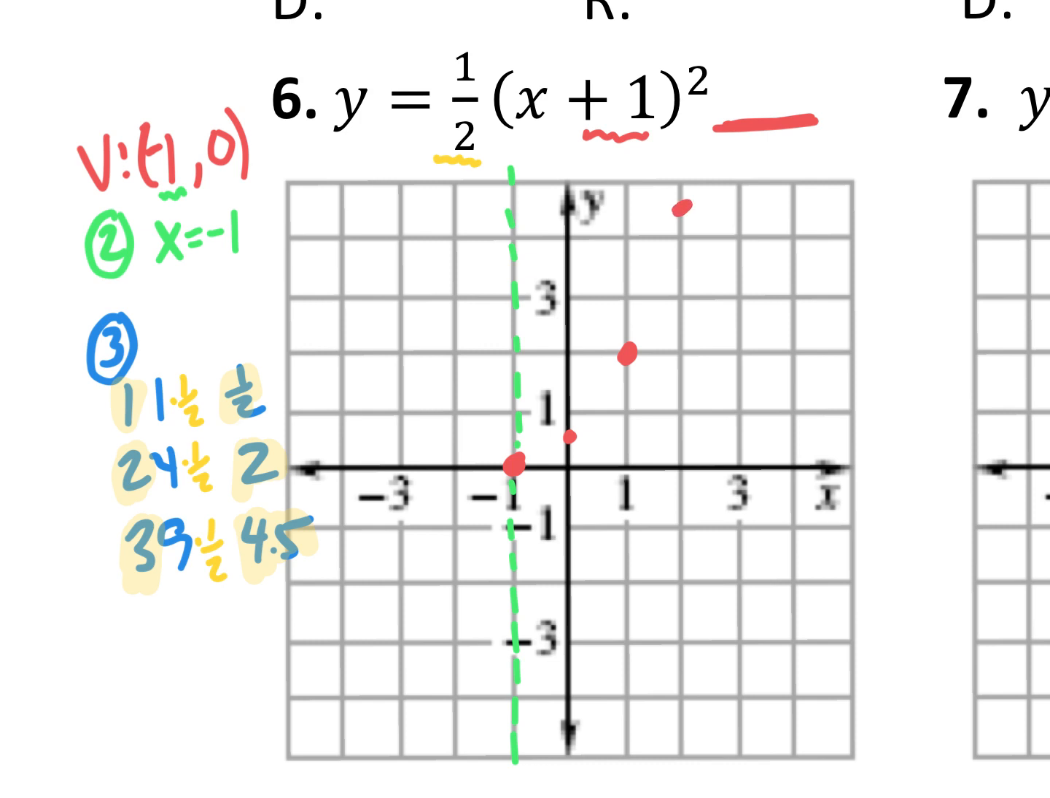Map them all over to the other side of the axis of symmetry. And you'll get that nice, beautiful, perfect parabola. That's definitely wider because it got vertically compressed by that a value of 1/2.